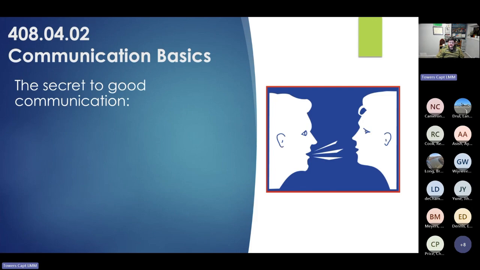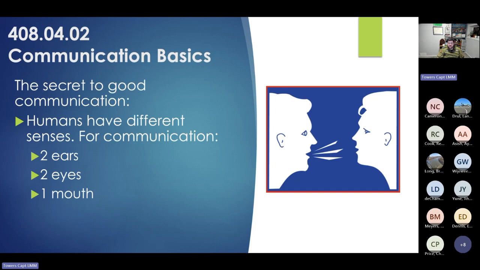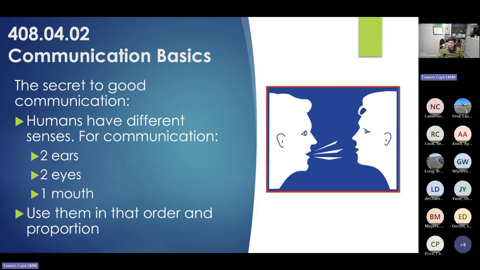So, communication basics. Here's a secret to good communication. Humans have different senses. For communication, we have 2 ears, 2 eyes, 1 mouth. It's important that we use them in that order and proportion. So communication includes a lot of nonverbal signs, and unfortunately, in aviation, you're not always going to be able to see the people you are communicating with. So when you can pay attention to the nonverbal cues, do so. But it's also important to recognize that the people on the other end aren't going to be receiving those cues. So you have to be extra clear in your communication.